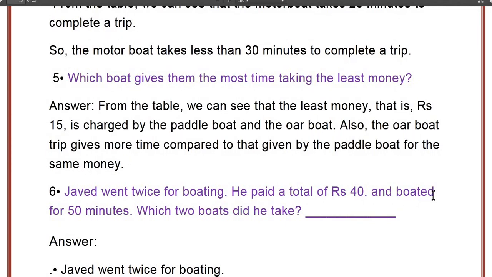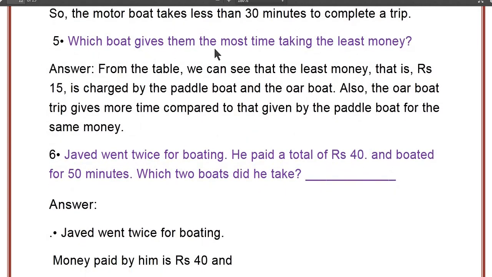Question number 5. Which boat gives them the most time taking the least money? Answer. From the table, we can see that the least money, that is rupees 15, is charged by the paddle boat and the oar boat. Also, the oar boat trip gives more time compared to that given by the paddle boat for the same money.